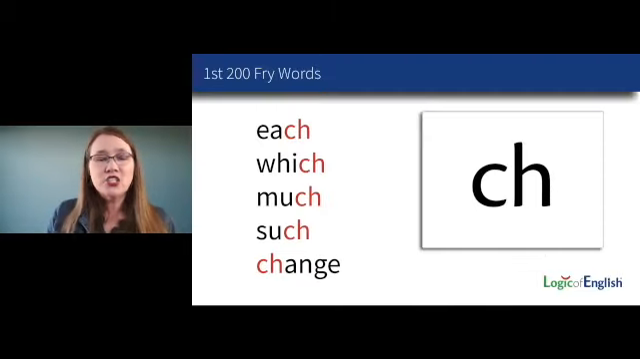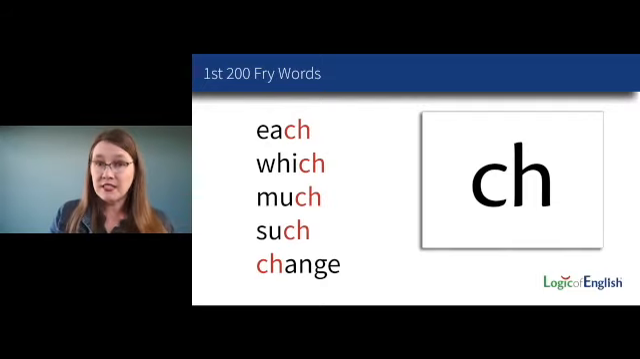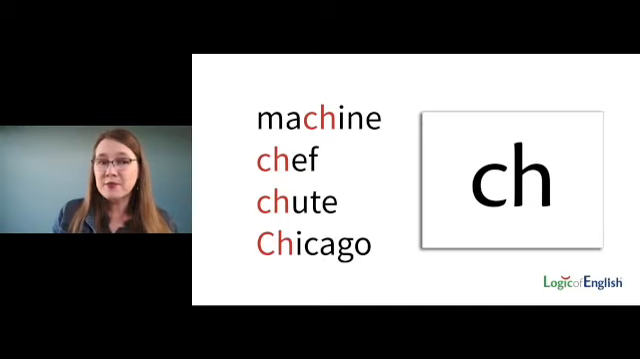All right, I like to show this phonogram as an example as we wrap up learning a few multi-letter phonograms, is to once again just hit home, why is this so important? So CH says ch as in each and which and much, these fry words. But what does it say in the word school or orchid or chemistry or chasm? It says k. And what does it say in machine, chef, shoot, and Chicago? It says sh.